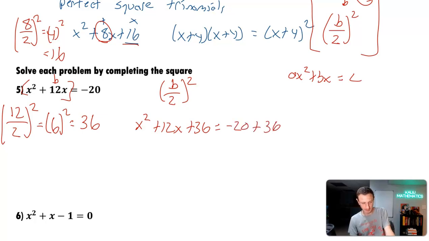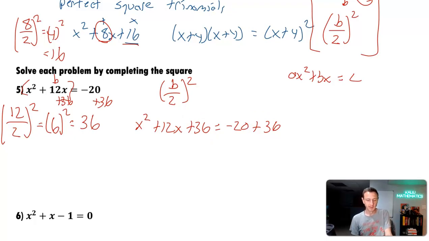So I'm adding on 36 to everything. Both sides of the equation need that plus 36. I can't just put 36 on the left side just to make it a perfect square trinomial without offsetting that change on the right side. So I have to put that plus 36 on both sides. So this is plus 36 that I'm adding on from the b over 2 squared.